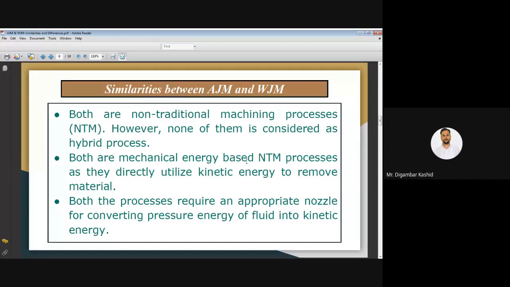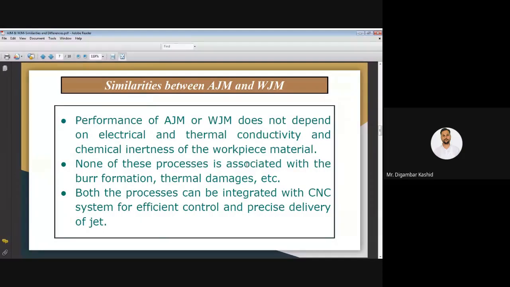Both processes require an appropriate nozzle. For what purpose? To convert the pressure energy of the fluid into kinetic energy. Okay, so these are the similarities.